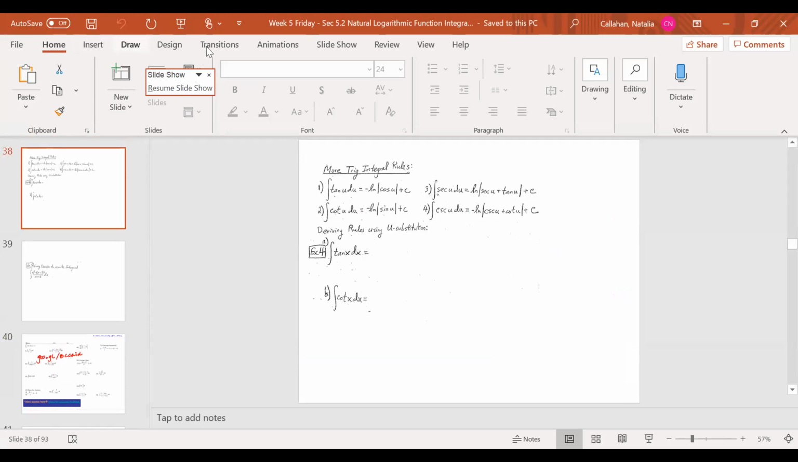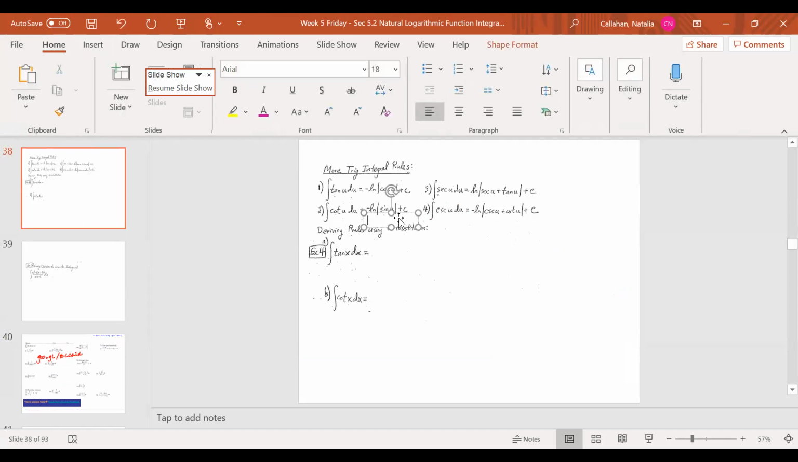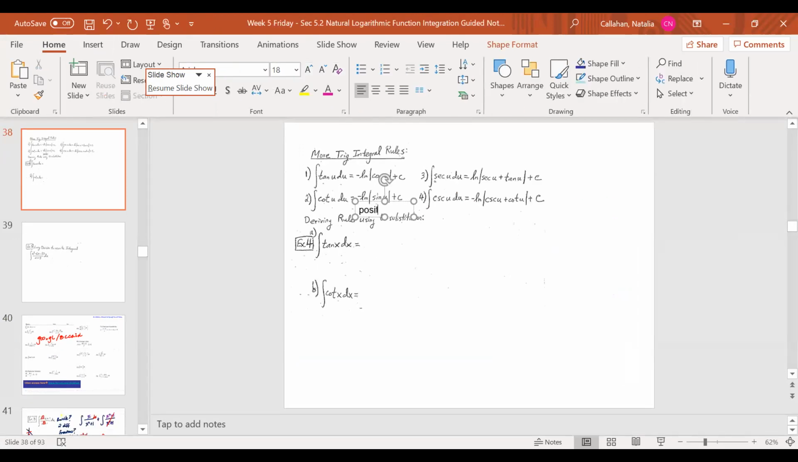So let me just go ahead and insert a text right here, and I'm just going to put positive ln. Yeah, that sometimes does happen. Okay, let's go ahead and change it, make that a little bit smaller. All right.